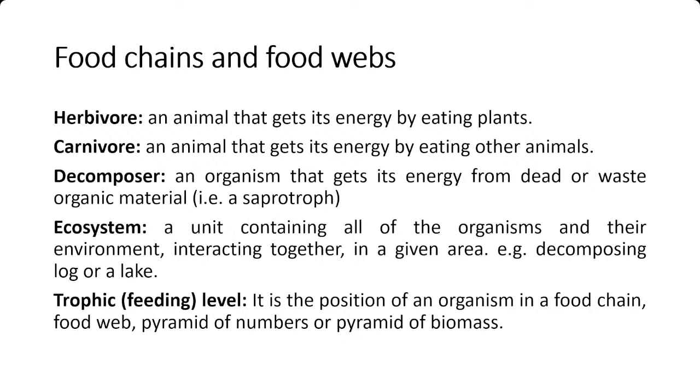Herbivore, an animal that gets its energy by eating plants. Carnivore, an animal that gets its energy by eating other animals. Decomposer, an organism that gets its energy from dead or waste organic material. An ecosystem is a unit containing all the organisms and the environment interacting together in a given area.